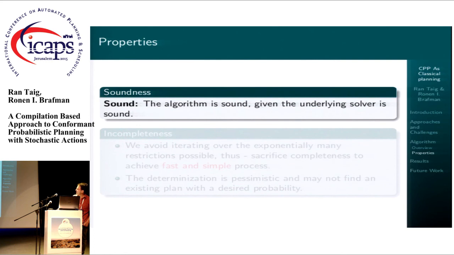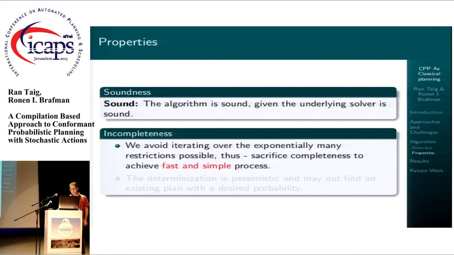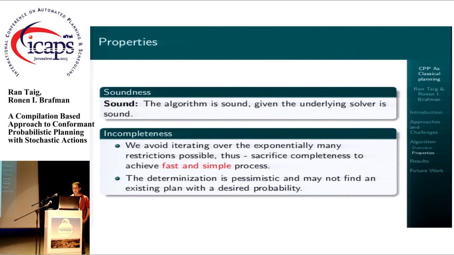A few words about the algorithm properties. The algorithm is sound, but like any compilation-based algorithm, its soundness depends on the soundness of the underlying solver. But of course, as I said, it is incomplete, and both sources of incompleteness come from the fact that we avoid iterating over exponentially many possible restrictions of the initial state, and we use a pessimistic evaluation using determinization, so we may not capture a successful execution.